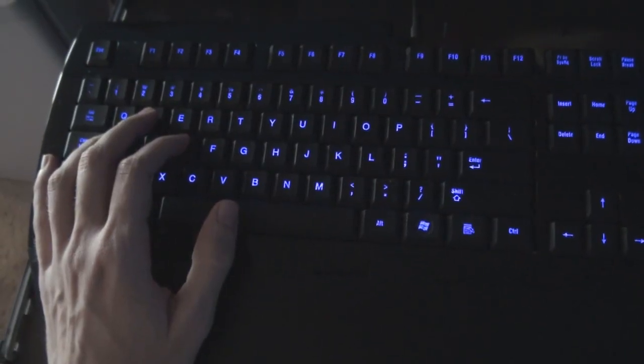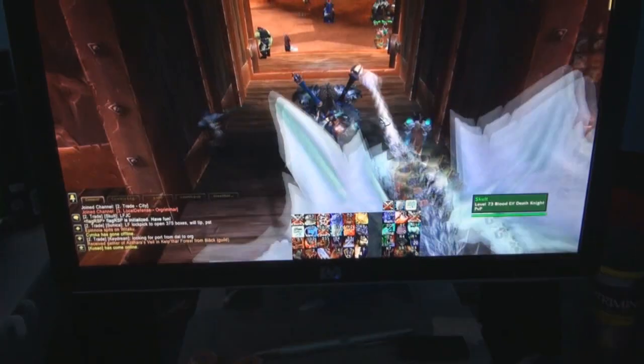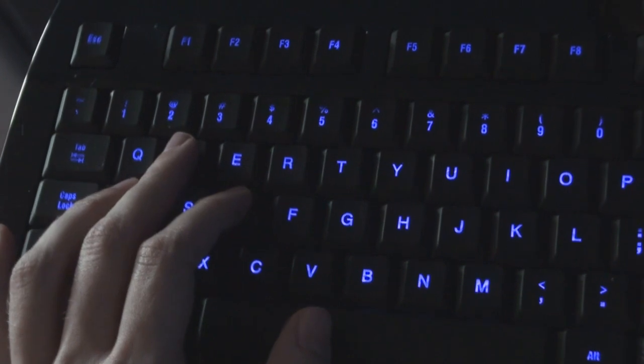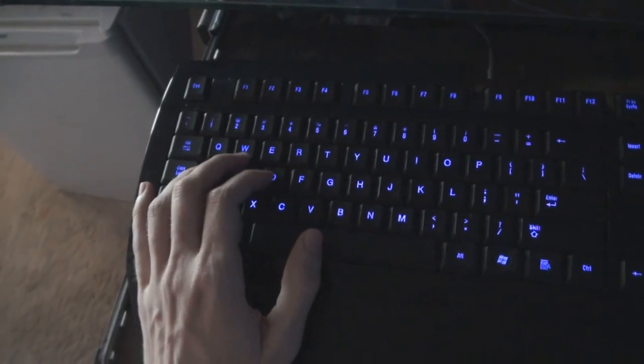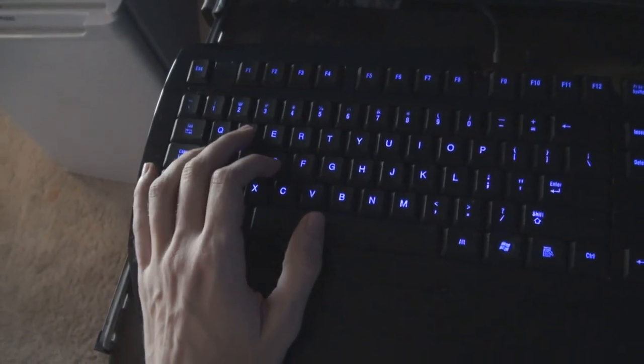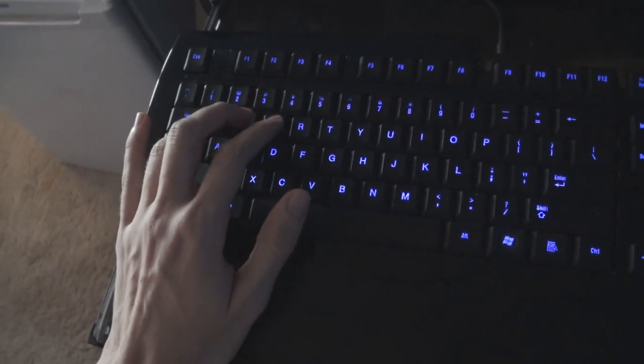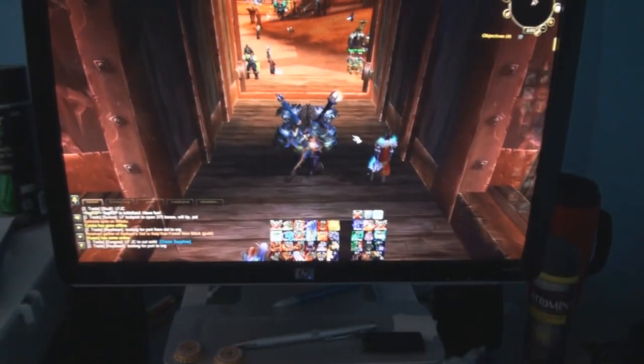Alright, so here's my keyboard, and this is my screen. Of course I use WASD for movement. This thing is zooming in on its own. So I use WASD for movement, and normally people have E and Q for strafe, but instead I use A and D.